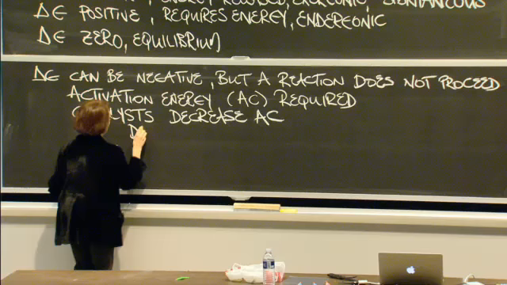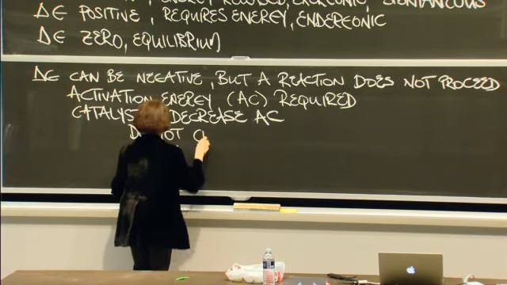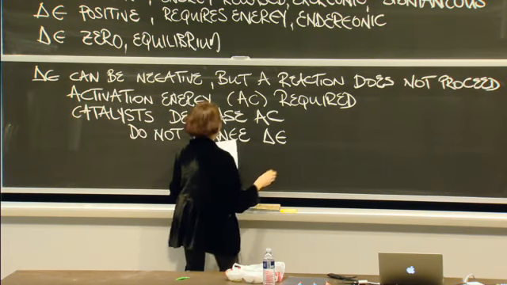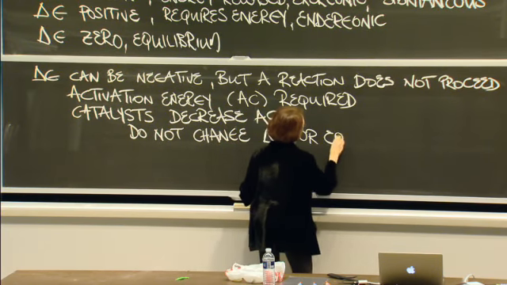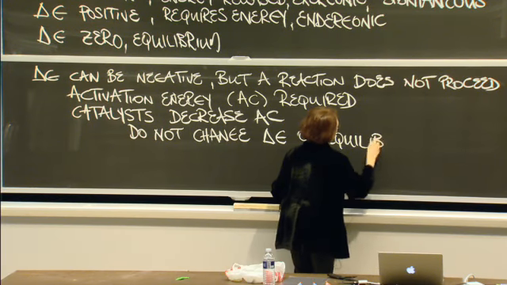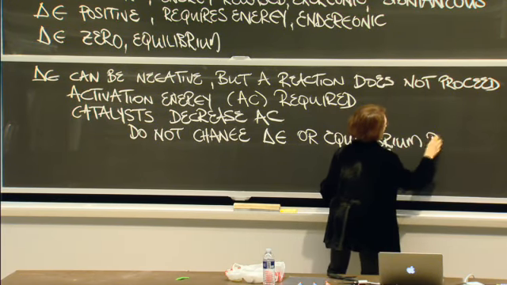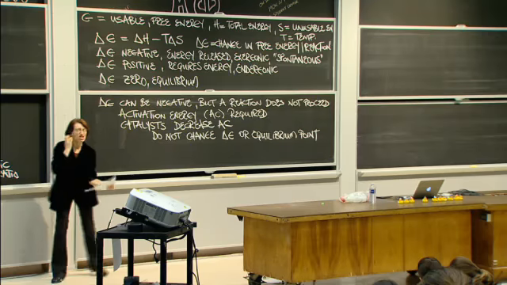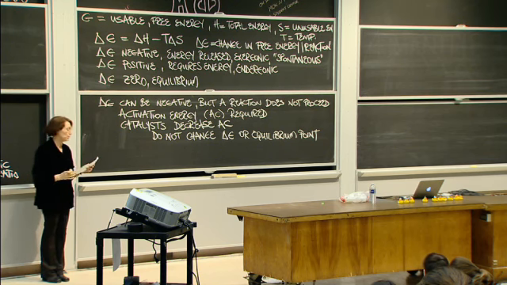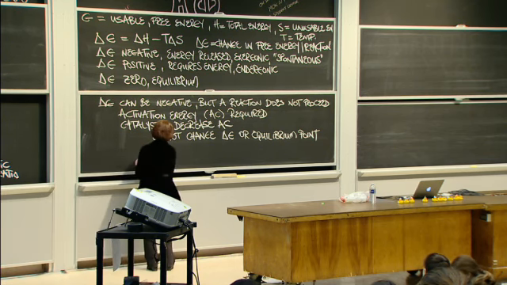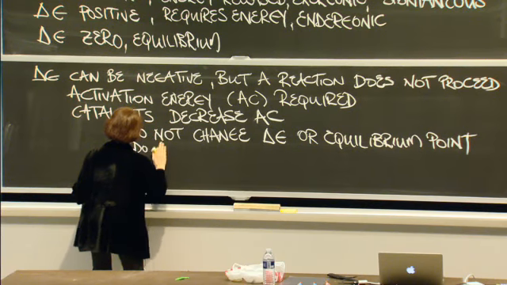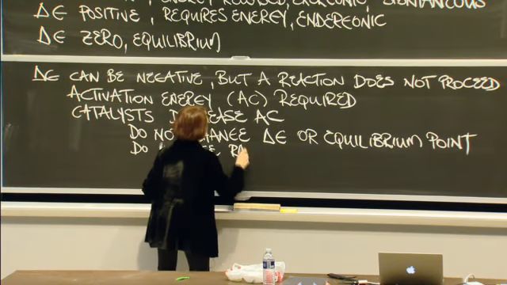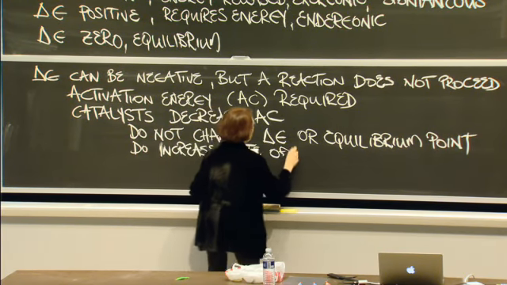Catalysts do not change delta G of the whole reaction or the equilibrium point. So you're not going to get more. You're not going to really change the reaction. You're just going to get it to go. Catalysts do increase the rate of reaction. That's the point.